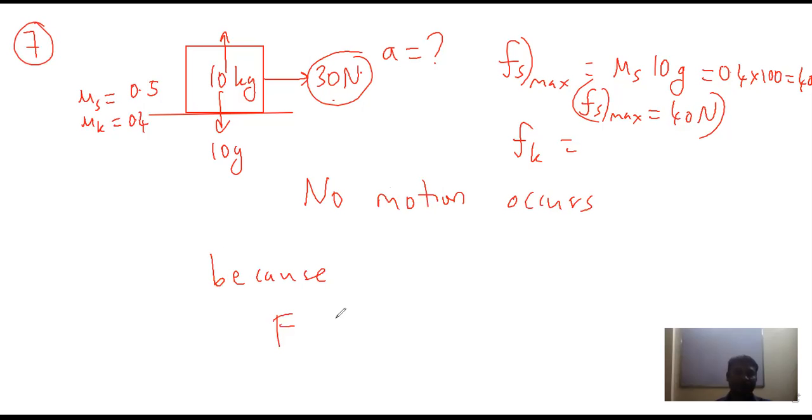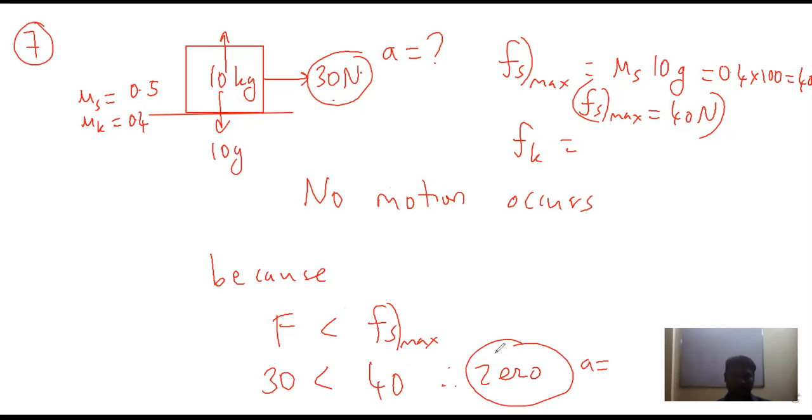Because the applied force is less than the maximum value of static friction. The applied force, which is 30 Newton, is less than the maximum value of static friction, which is 40. In this case, acceleration is 0, which is the answer to this question.